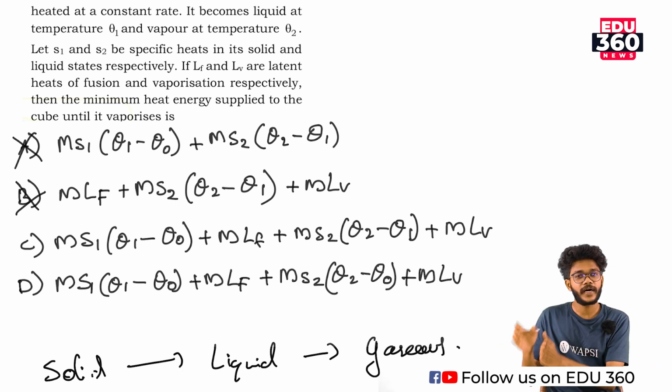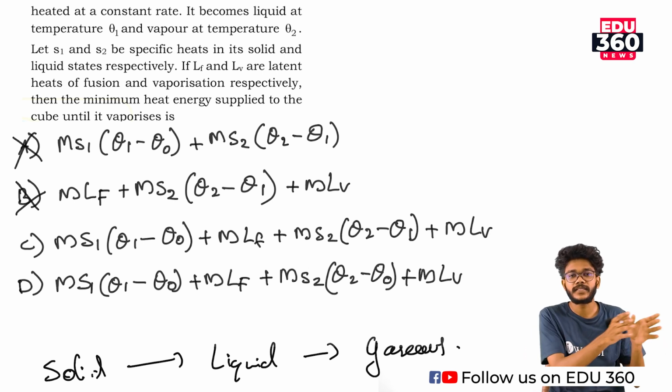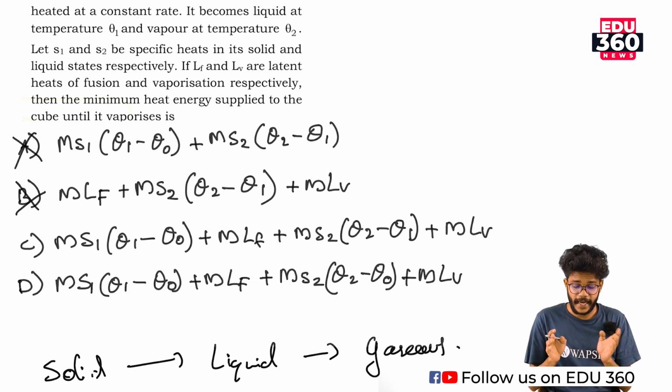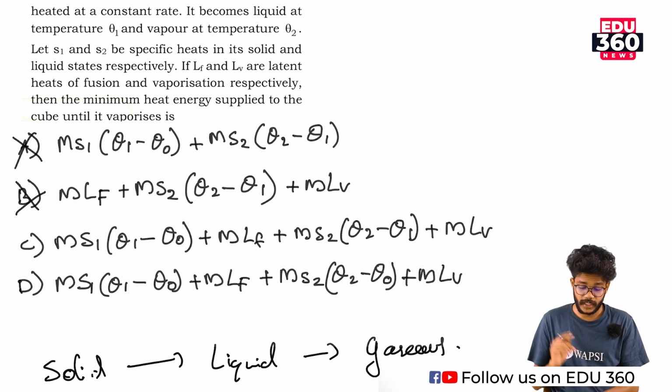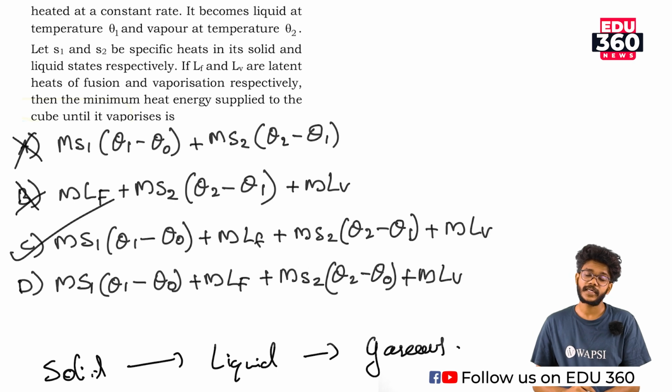If we are in vaporization, we want to bother only about the energy in the liquid state and the energy in the vapor state, not the energy in the gaseous state. So ms2 theta 2 minus theta 1, and ms2 theta 2 minus theta 0. Which one is the correct answer? ms2 theta 2 minus theta 1. So option C is the correct answer.